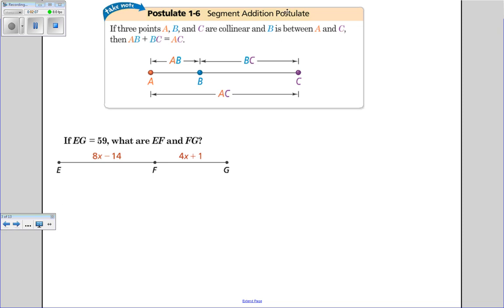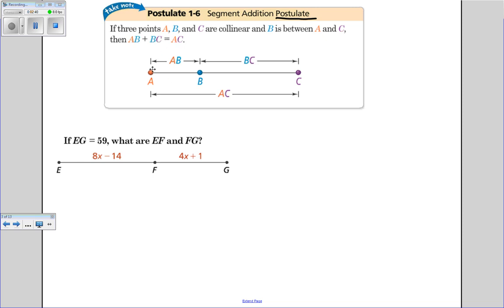Next thing up is this good old postulate again. All right, and remember, a postulate is a statement we believe true, even though we don't prove it. All right, so this one is called your segment addition postulate. And it says if you have 3 points, A, B, and C, that are collinear, remember that means they're together on a line, so same line, and B is between A and C, then the length of AB plus the length of BC equals the length of AC.